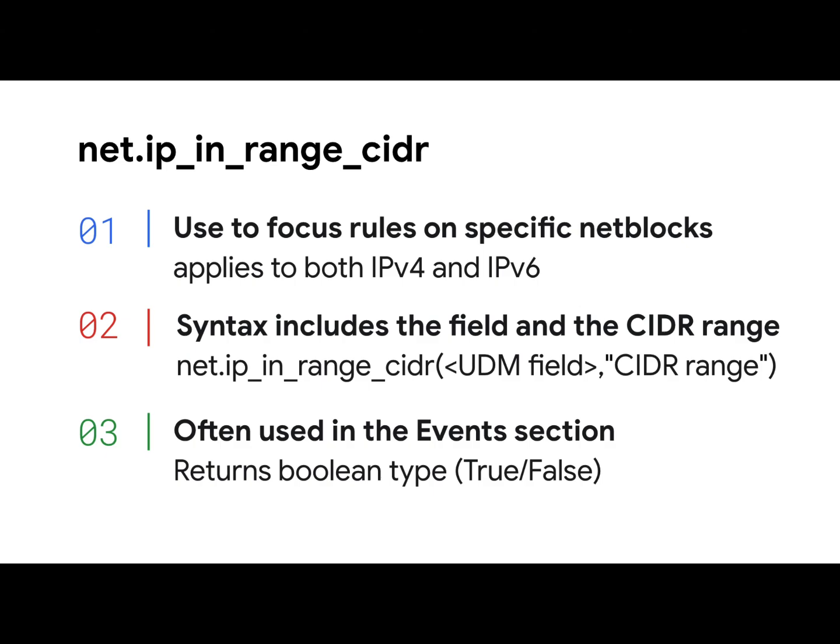The syntax is very straightforward, but we need both a field to evaluate as well as the CIDR range. Our output will be Boolean, so we don't have an equal sign on the other side of the function, and this function is most often used within the alert section of a YARA-L rule.